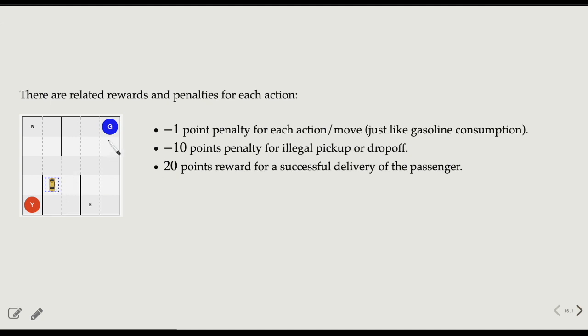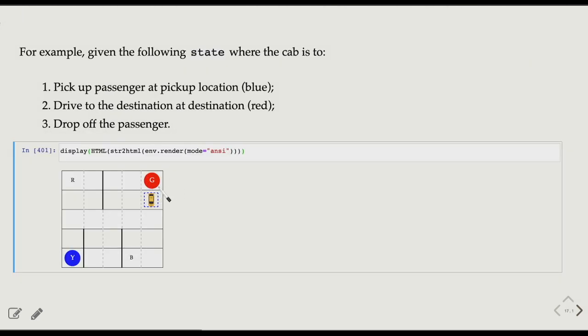So here, if the cab can drive to the pickup location, pick up the passenger, and then drive all the way to the Y location to drop off the passenger, then the cab will receive 20 points. Of course, along the way, each action or each step it takes, there's a -1 penalty. Okay, so hopefully in the end, if the cab is smart enough, it will try to take the shortest path and then make the delivery so it can actually make a profit. Here's another configuration where the pickup location is at Y. So the cab has to drive to Y location and then move back to G to deliver the passenger.